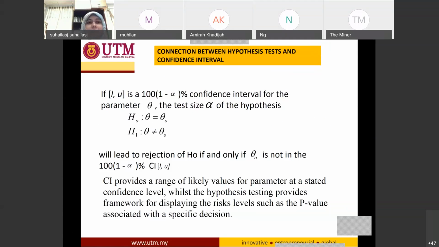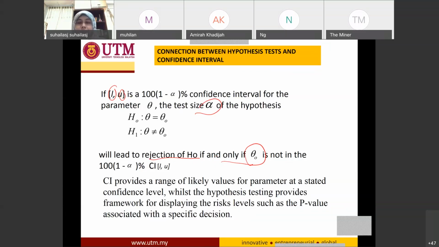Okay, L and U: this one is your lower limit, and this is the upper limit. So, a confidence interval for the parameter theta. The test of size alpha of the hypothesis will lead to rejection of H0 if and only if theta naught is not in the confidence interval.